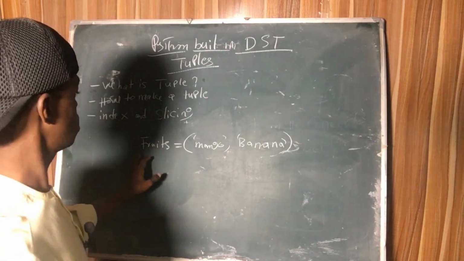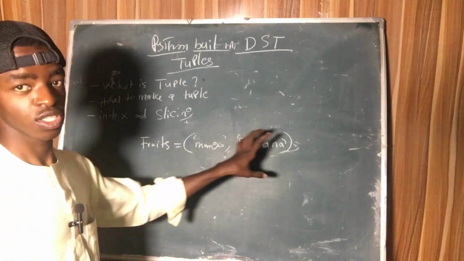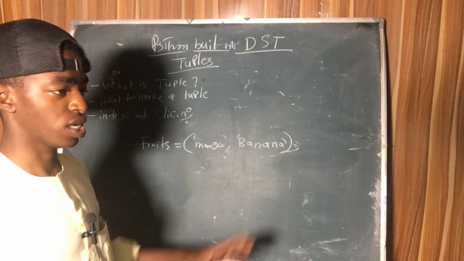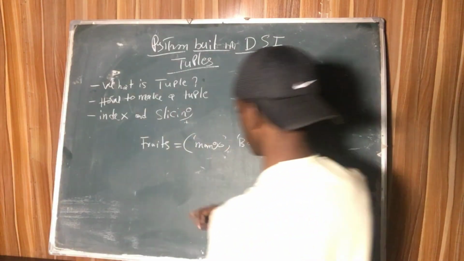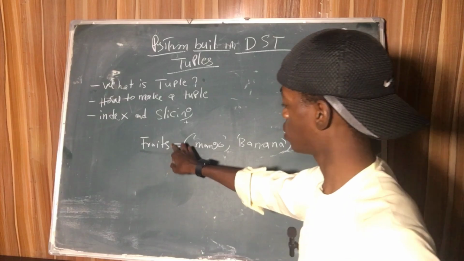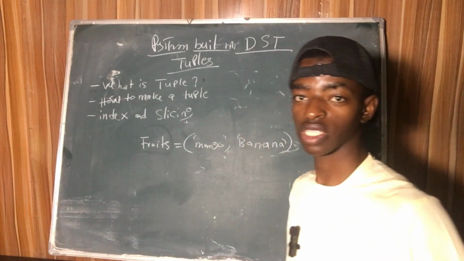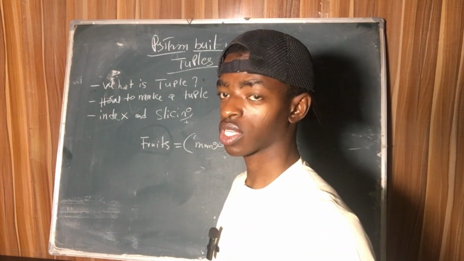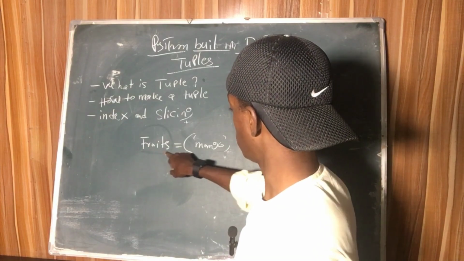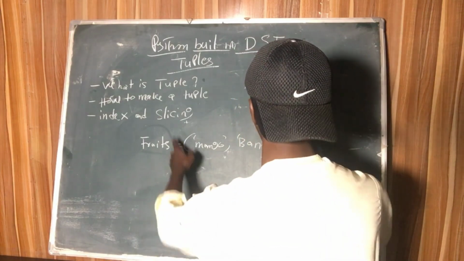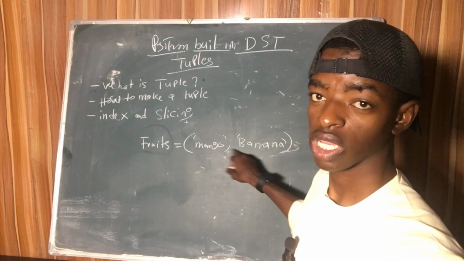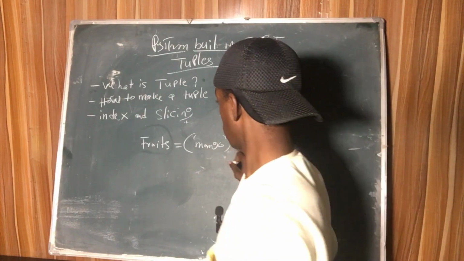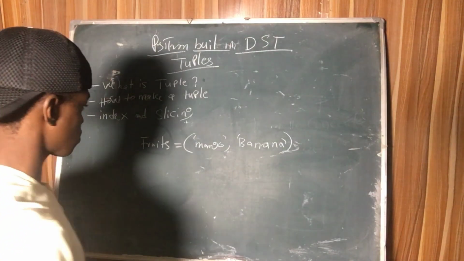As you can see, right now I have created a tuple. This is exactly how you're going to create a tuple when you are writing a program. You write the name of your tuple, just like the way you create a variable, then you put open and close parentheses, and then the items you want to store inside the tuple. This is how we create a tuple.